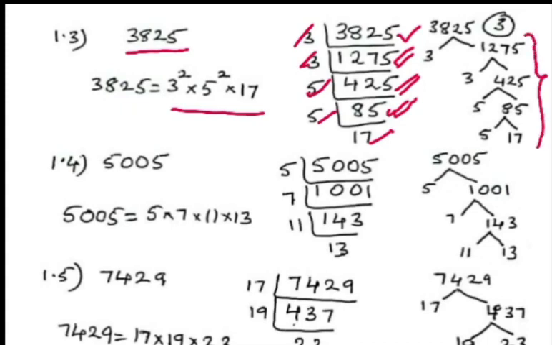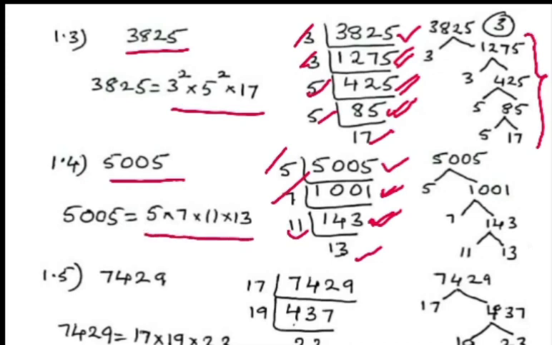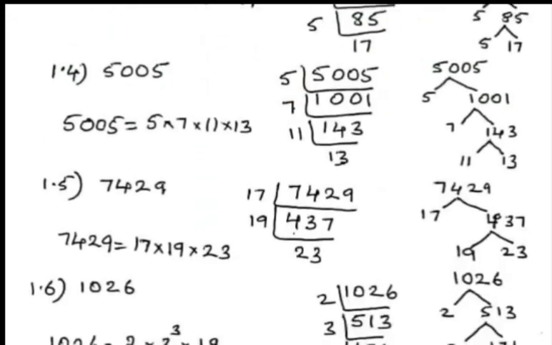So we can note down this factors tree. Now 5005. 5005 is divided by 5, we get 1001. Again 1001 is divided by 7, we get 143. 143 is divided by 11, we get 13. So factors for 5005 are 5 multiplied by 7 multiplied by 11 multiplied by 13. Prime factorization.